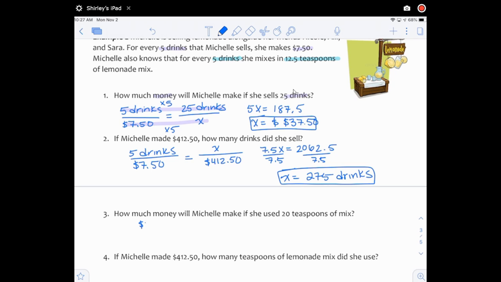So I know that $7.50 is the same recipe as 12.5 teaspoons. So I'm looking for, what if I have 20 teaspoons? How much money will I make? Again, I don't see an easy scale factor. 12.5 times who knows what gives me 20. So let's do our cross products. 12.5x is equal to 7.5 times 20 gives you 150. Divide by 12.5 and divide by 12.5. And we get x is equal to $12.